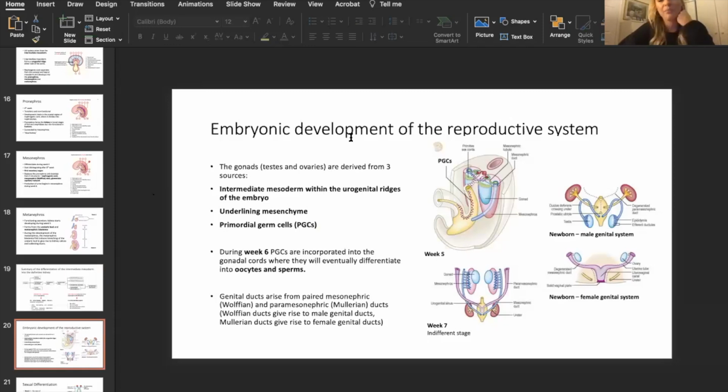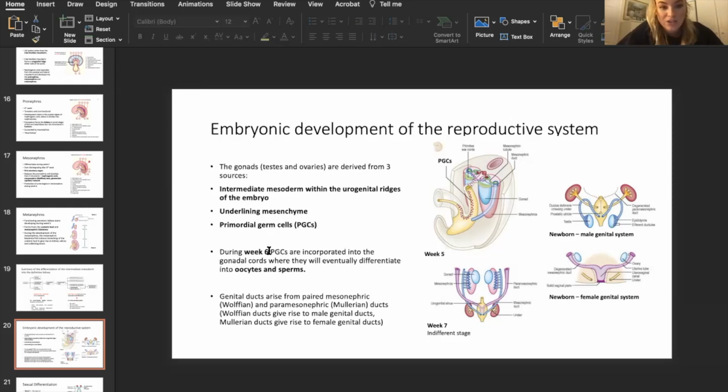So, discussing the embryonic development of the reproductive system, we have the gonads, which are derived from 3 sources. We've got the intermediate mesoderm, as we've discussed, the underlying mesenchyme and primordial germ cells. The primordial germ cells appear at the time of gastrulation, and they migrate out of the embryo into the wall of the yolk sac. The primordial germ cells are basically just highly specialized cells that are precursors of gametes.